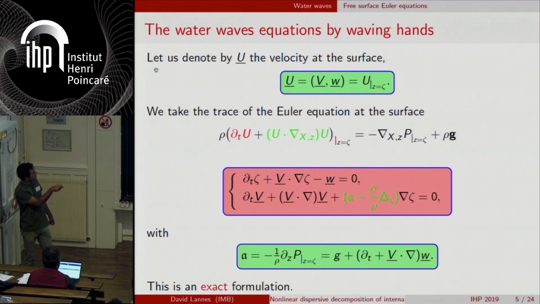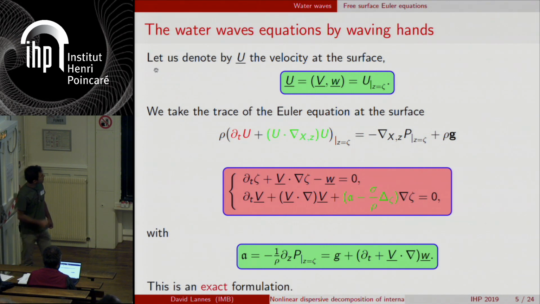It's the dZp evaluated at the surface. So this is the Rayleigh-Taylor coefficient, which you can express using the vertical component of the Euler equation at the acceleration of the vertical velocity. Okay, so this is an exact set of equations. I didn't make any assumption, so you can see the dynamics of the waves fully in this set of two equations.